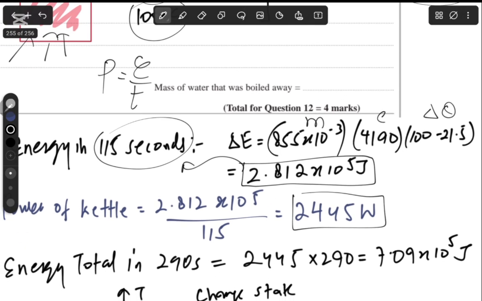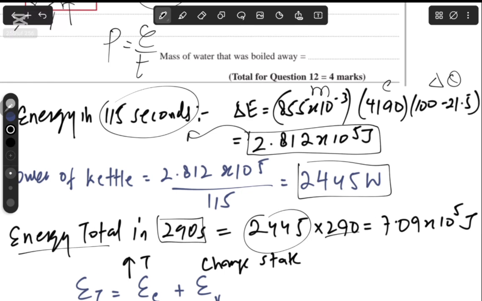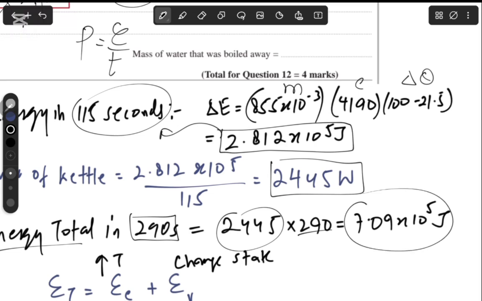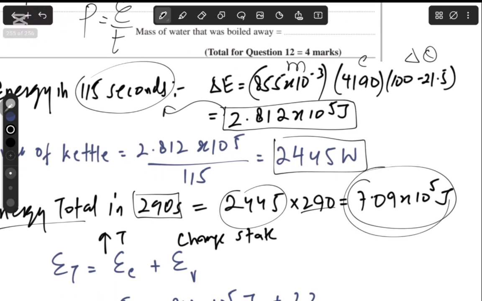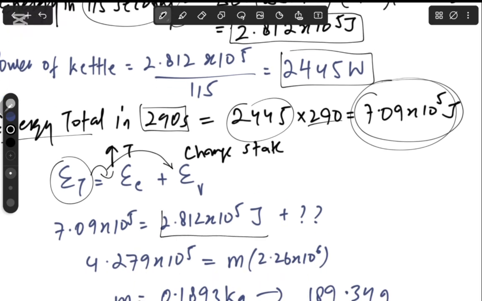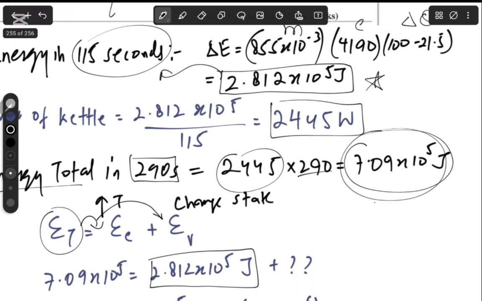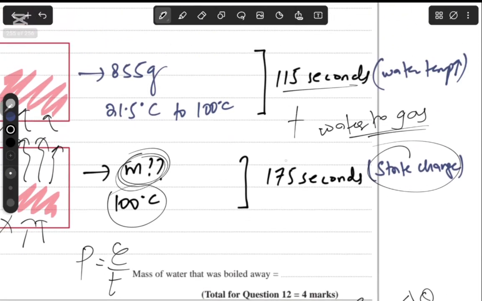2445 watts. And now I can find the total energy in 290 seconds, and that's power times the time. This much energy is the total energy given. Out of the total energy, some of the energy goes into increasing temperature and the rest of the energy goes into vaporizing. So we know how much energy goes into increasing temperature because we already found that out. And now we also know the total energy in 290 seconds. How do I know it's 290 seconds? Just add these two time values, you'll get 290 seconds.